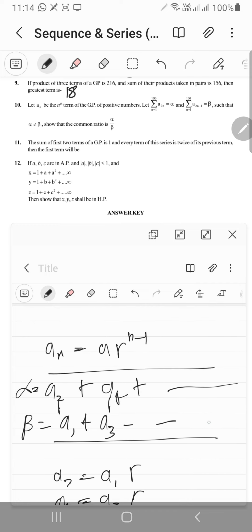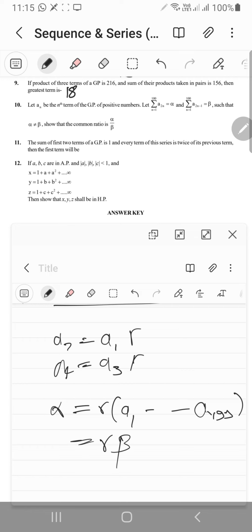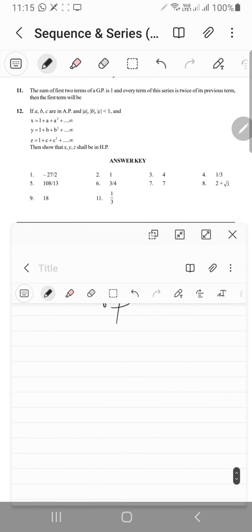The last term, which probably is like a sub 200, and this is like a sub 199, so this also matches up r. Yeah, that's very clear that alpha is just r times a1 all the way till, all of the odd ones. That's going to be r times beta. Cool, this was easy.